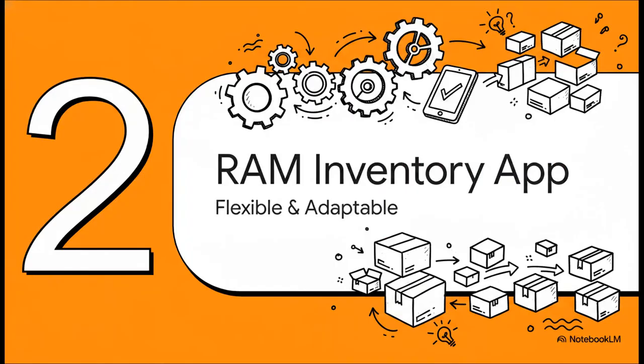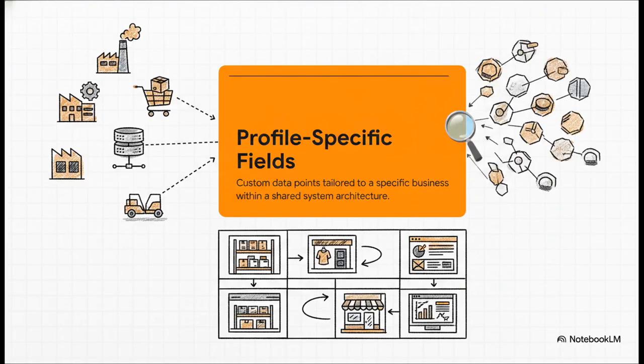Section 2. Introducing RAM Inventory Manager. To cure that mismatched software headache, RAM Software and Development designed this incredibly flexible system, and it's built around profile-specific fields. This concept is the secret sauce here. It uses customizable data points that are tailored strictly to the business using it, but it all runs on one shared underlying architecture. So it adapts to almost any inventory-heavy operation without developers needing to completely rebuild the app from scratch for every single new client.